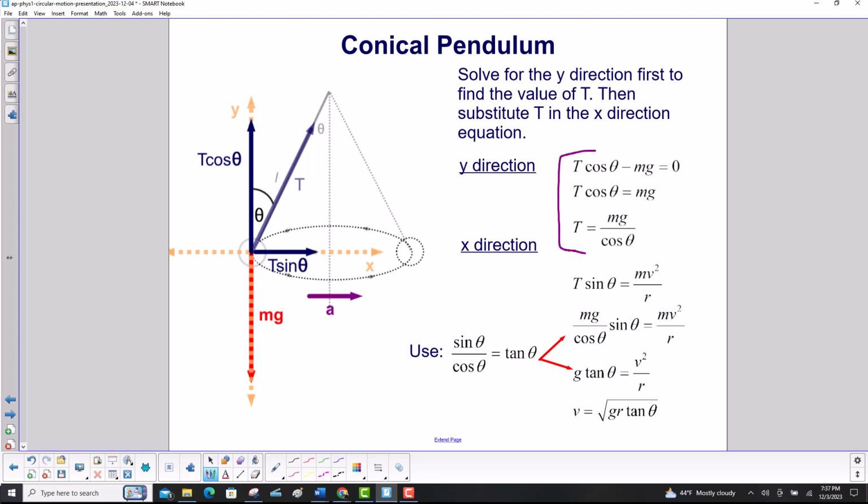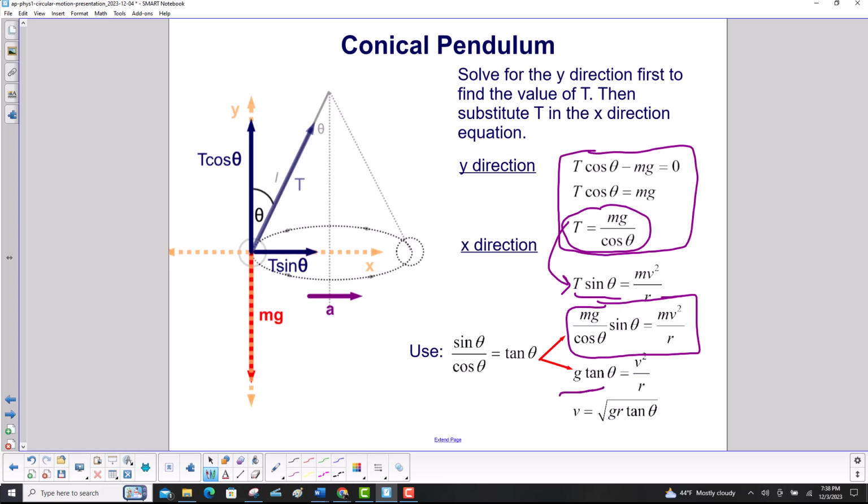So here's y, T cosine theta minus mg equals 0. T cosine theta is mg, and here's our value for tension. In the x direction, we have T sine theta equals mv squared over r. We replace this T with mg over cosine theta, and look what we get again: sine theta over cosine theta. So that's tan theta. Little more algebra, and the velocity is the square root of gr tan theta.